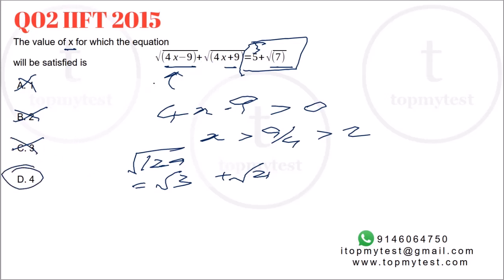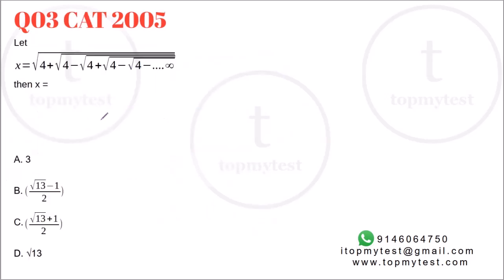You can verify it if you want, though you don't have to. 16 minus 9 is 7, square root. 16 plus 9 is 25, square root of 25 is 5. 5 plus root 7, option D is your correct choice. Let's try the next one.